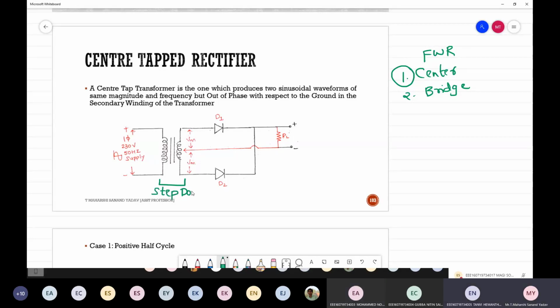Step down. However, you know about this. The input will be 230 volt, 50 hertz, right? Is this AC or DC? AC. The input is AC. Our requirement is DC. So what is the change that you have seen compared to half wave rectifier? You have seen only one diode, right?